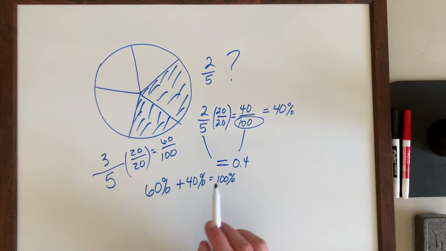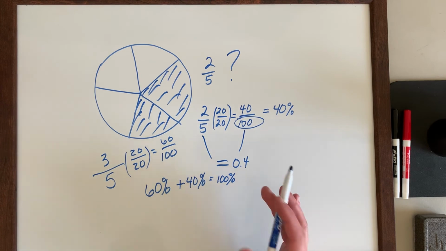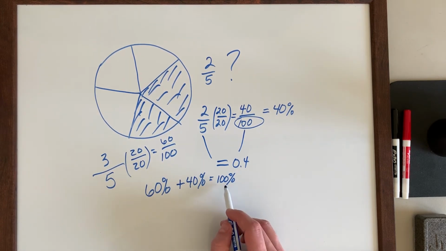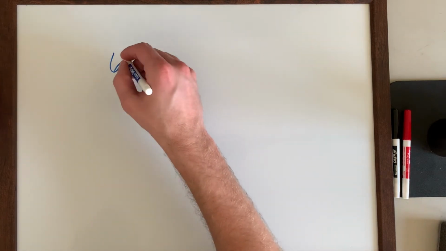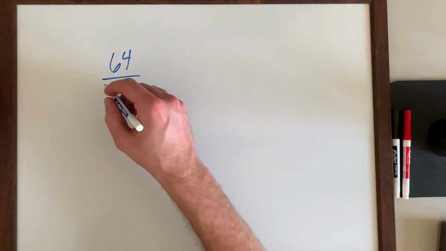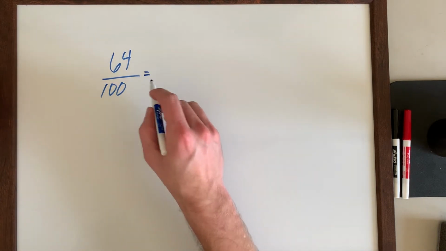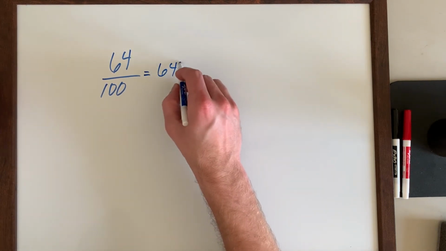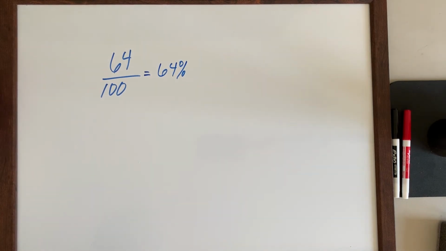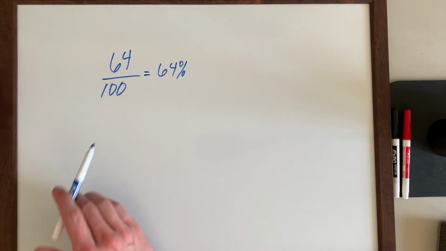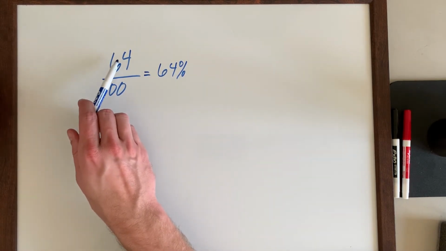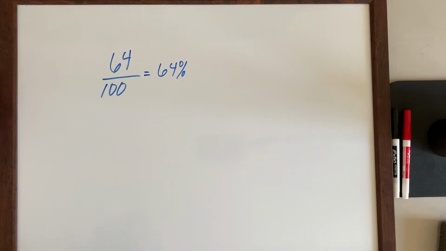100% means everything or all of it, the whole thing. There's no parts or pieces left behind. Let's do just a couple more examples. What if I did 64 out of 100? What is that as a percentage? That's going to be 64%. Why? Because my denominator is 100, so the percentage is the same as the number in the numerator.